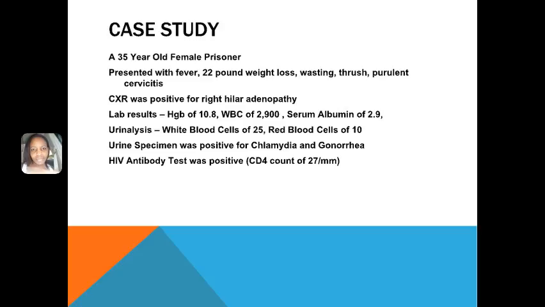Urinalysis showed WBC of 25, red blood cell of 10. Urine specimen was positive for chlamydia and gonorrhea. HIV antibody test was positive with a CD4 count of 27.